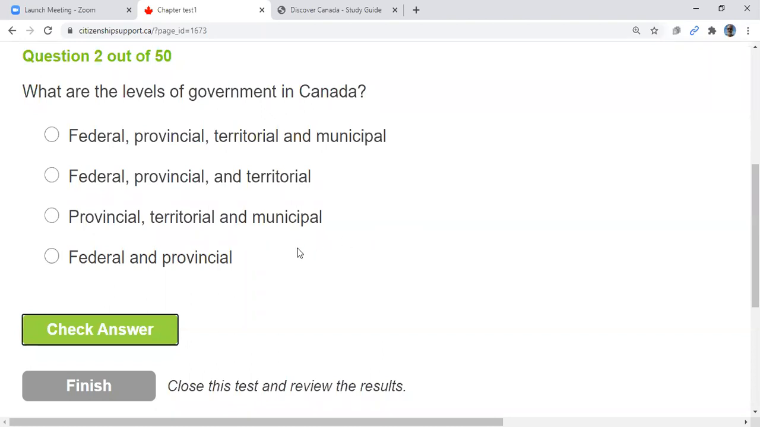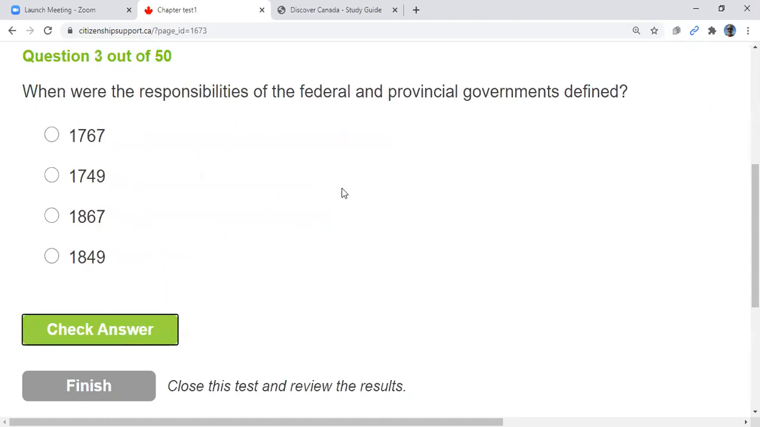Federal and territorial and municipal. Number 3. Did you miss one? Number 1. Maybe number. Federal, provincial, territorial, and municipal. Yes, there we go. I think that's right. Federal, provincial, territorial, municipal. So different levels. Four levels of government. Good.